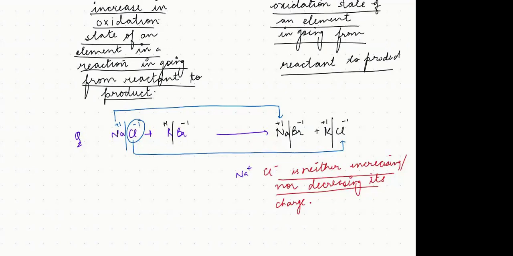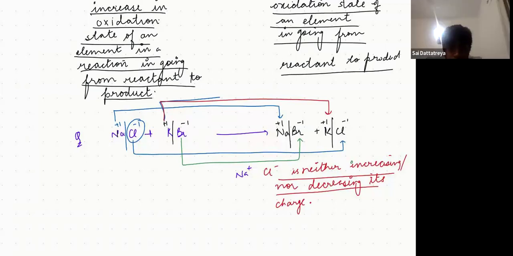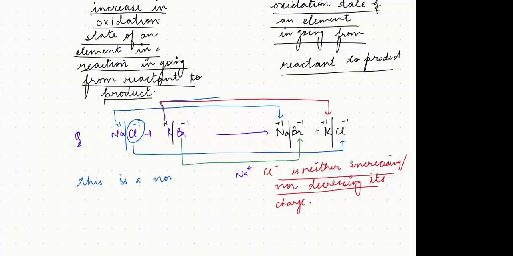Yes. K plus, you look at K plus. How does K plus work? K plus remains K plus 1. And see, Br minus remains Br minus 1. That means there is no increase or decrease in the charge. And when there is no increase or decrease in the charge, what exactly does that mean? Tell me. That this is a non-redox reaction. It is not a redox reaction at all.